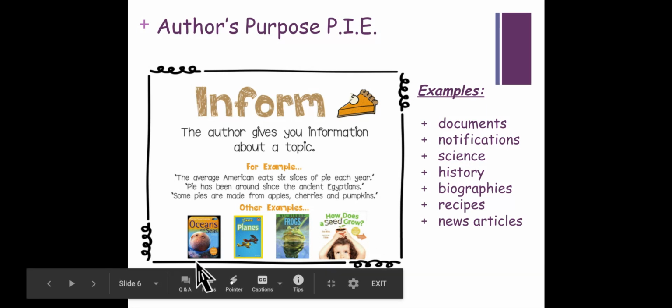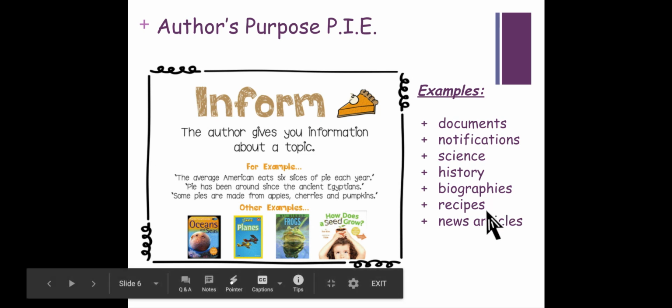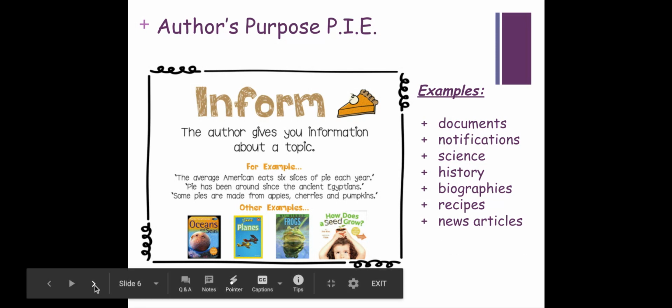And we get information about things from authors in books. Like here we could see this is about oceans and the sea. This book is just giving us information about planes. This one's about frogs. And this one's explaining how a seed grows. We have examples of when authors are trying to inform us when we receive documents, notifications. It could be when we're learning about science or history or biographies, when we're learning a new recipe for cooking, news articles. It's whenever we are receiving just information, but without the author trying to get us to do something. They're just trying to teach us or give us info.